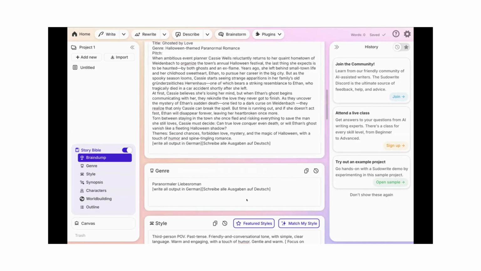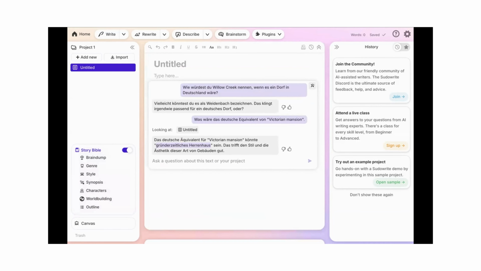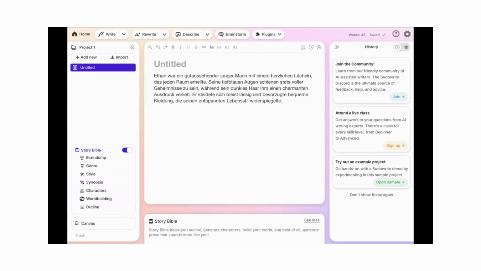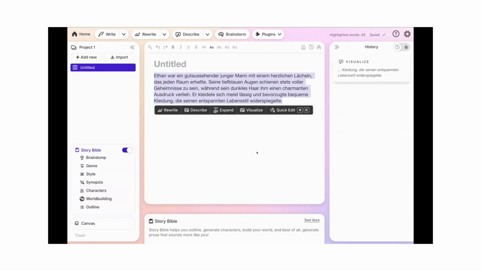Let's see what comes up. We have to see this. Let's see what visualize makes out of this. We have to see our Ethan. I mean, this is actually a good idea to get an idea how a character actually looks like, to take his description and then hit visualize.